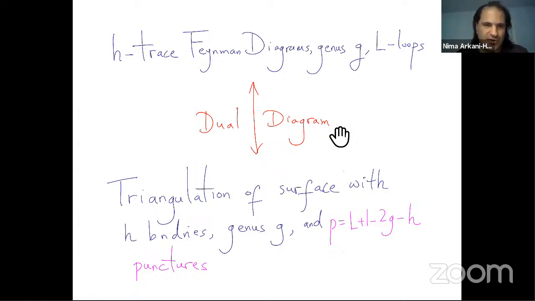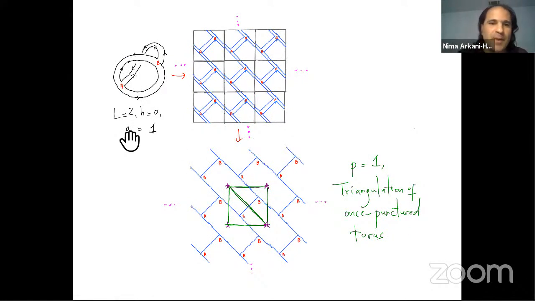To do that, let me first tell you something extremely simple, on what the general correspondence is. We want to look at Feynman diagrams for not just single trace, but double trace, maybe even zero trace for vacuum diagrams, but H-trace Feynman diagrams drawn on genus G surfaces with L loops. So that's what we have on the Feynman diagram side. But remember, in this entire story we've been looking at the duals of those diagrams. So the duals of those diagrams are the triangulations of a closely related surface with H boundaries of genus G and this number of punctures, L plus 1 minus 2G minus H punctures. So for example, if we talk about the two-loop genus 1 vacuum diagram like this, we would draw it on a torus.